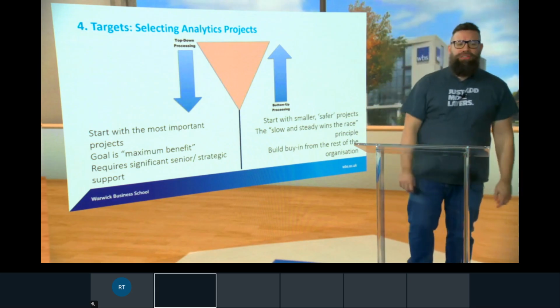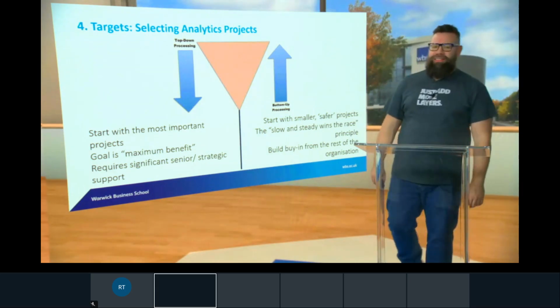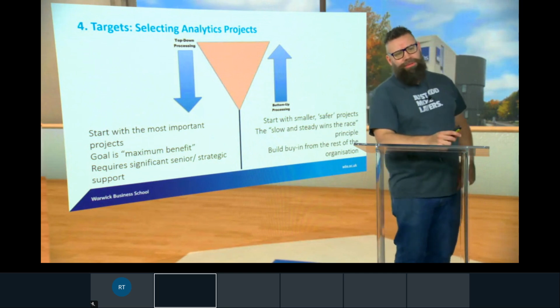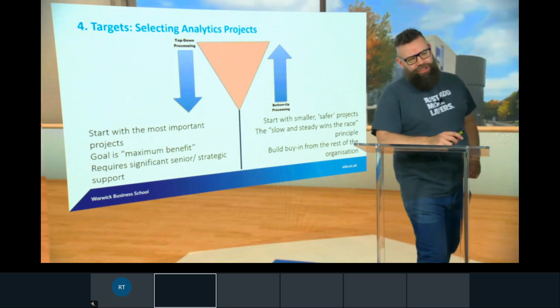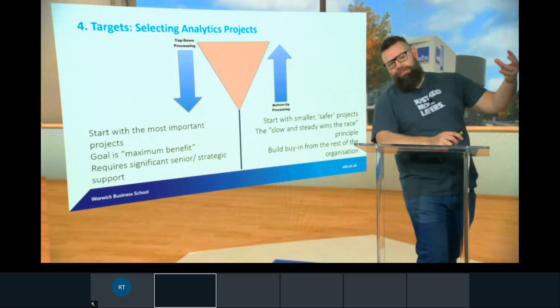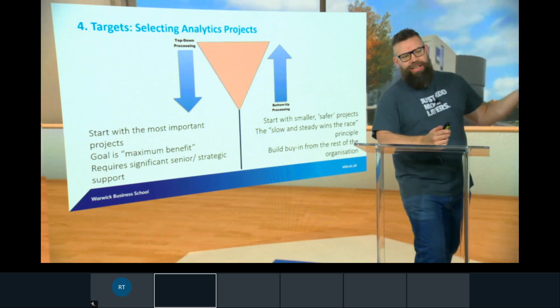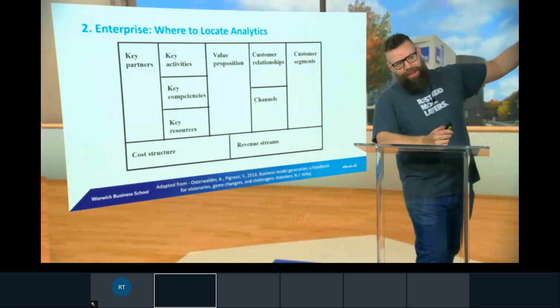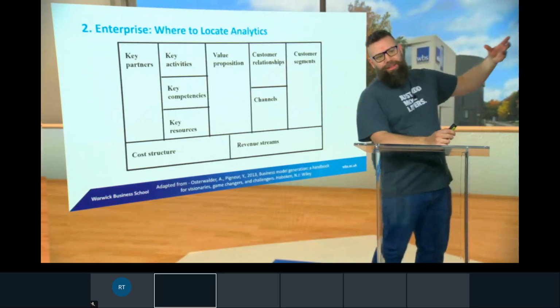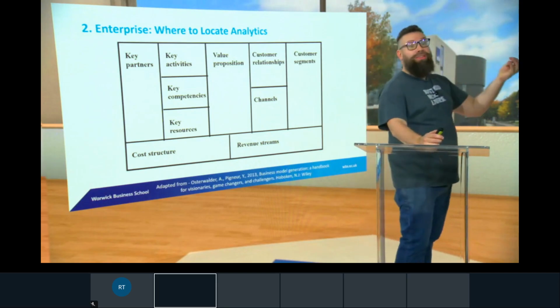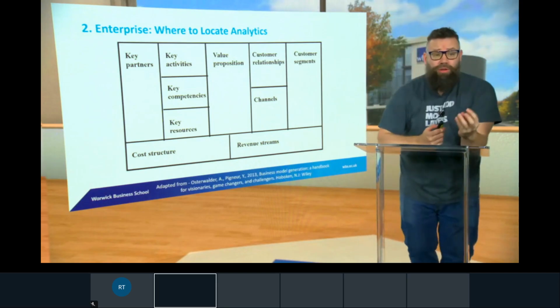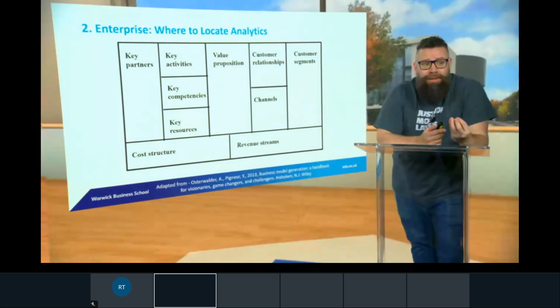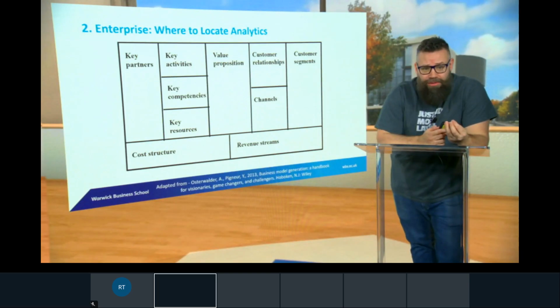Let's try and get the most important project. Let's try and get the project that is blue chip, will attract everyone's attention, and will achieve maximum benefit for the organization. You can take models like, going back a bit, sorry, models like the business model canvas. They help you understand the organization, but they also show you where the main pain points are. What are the main things that are costing the company? Where can we achieve some real value?